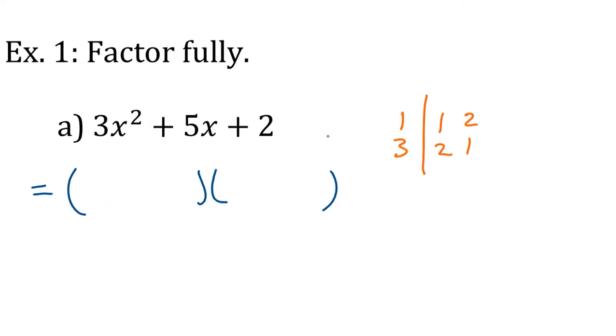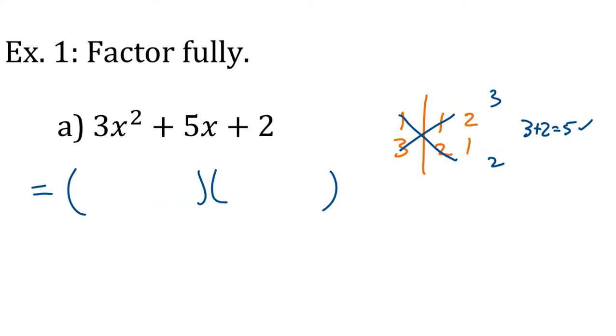What if I did the other 2 first for whatever reason? 1 times 1, 3 times 2. 3 times 2 is 6. 1 times 1 is 1. 6 plus 1 is 7. Not the middle term, so not the correct pairs. So we'll go back to the other 2. So we got 3 and 2, and 3 plus 2 is 5. So that's the one that we want.